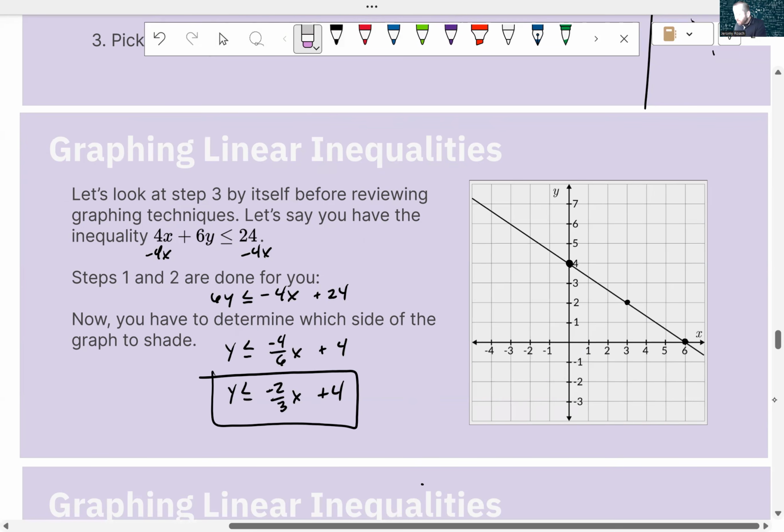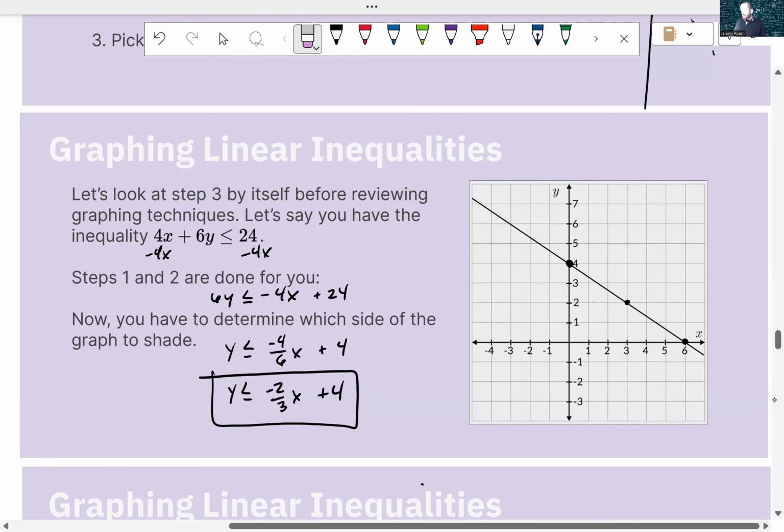But let's say we weren't sure. Let's say maybe you forget that rule, or sometimes there might be an exception. So we can always pick a test point and see if it makes the equation true. Kind of like we did with those first 3 points there, we can pick a test point. So you can pick any point you want.